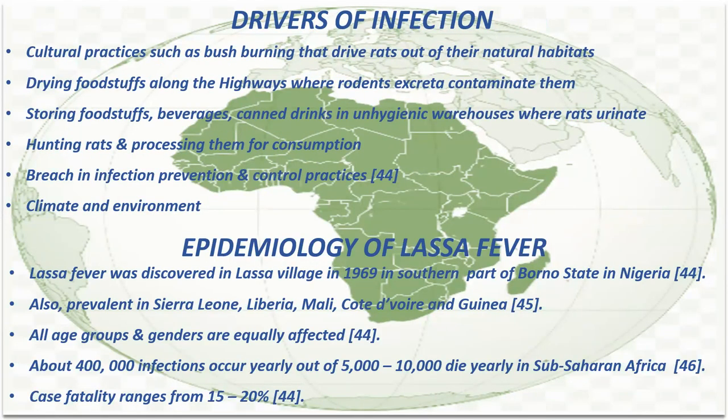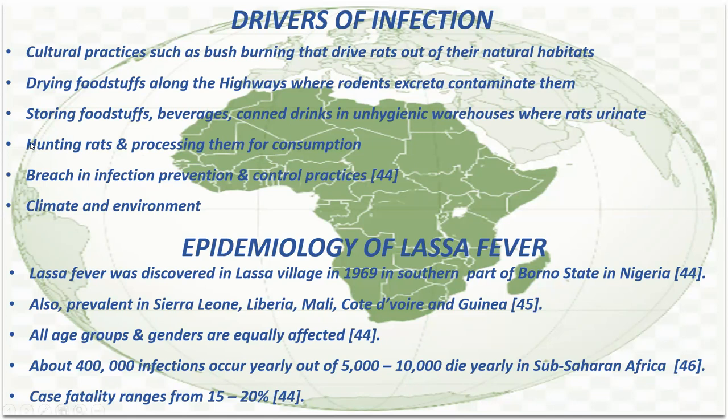Now, one of the things that drive this infection, like Lassa fever, is cultural practices, in the sense of burning of bush. The burning of bush happens within the dry season, most commonly in Nigeria, when the farmers are preparing for farm work. During that process, they drive these rats out from their natural habitat to human residences to scavenge for food.